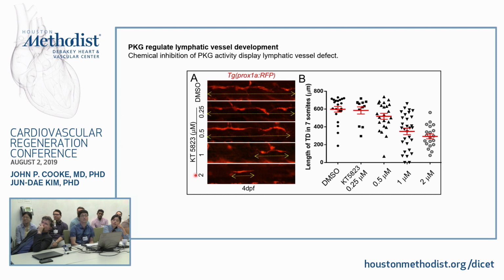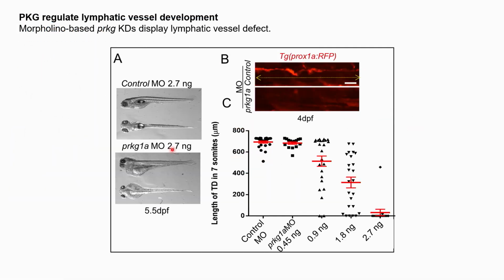So we tested the PKG functions using a chemical inhibitor of PKG. This KT is a strong, specific PKG inhibitor. PKG inhibitor treatment affects lymphatic vessel formation in a dose-dependent manner. Also, we confirmed the PKG functions using morpholino-based PKG knockdowns. PKG morphants have lymphedema, and they also have a lymphatic vessel defect in a dose-dependent manner.